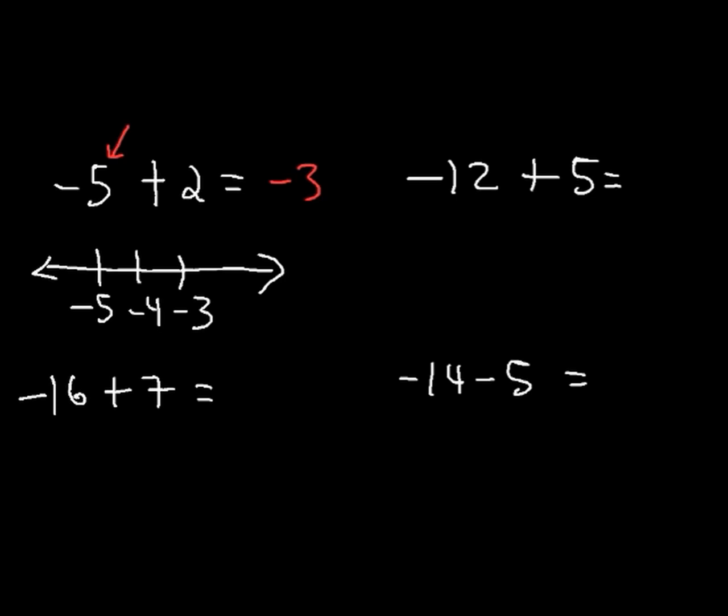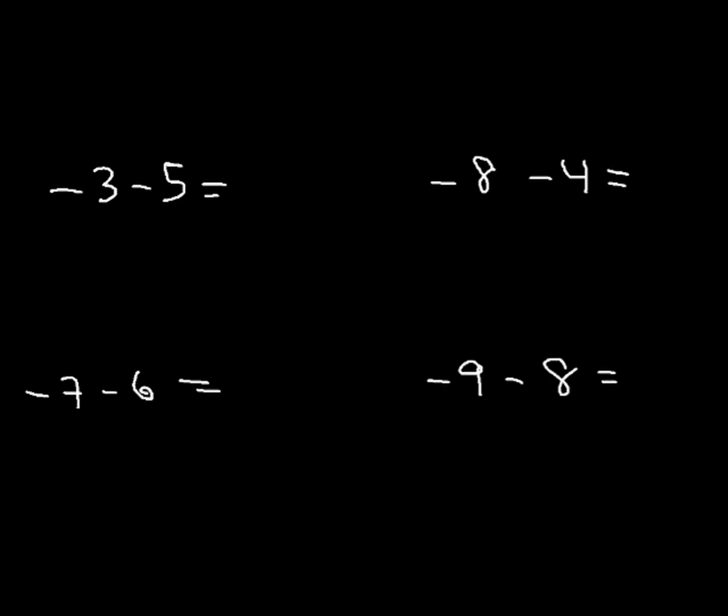Negative 12 plus 5 is equal to negative 7. Negative 16 plus 7, you should get negative 9. And negative 14 minus 5 is negative 19. Try these. So let's say if we have two negative signs, negative 3 and minus 5. What do you think the answer will be to that particular problem? So negative 3 minus 5 is negative 8.